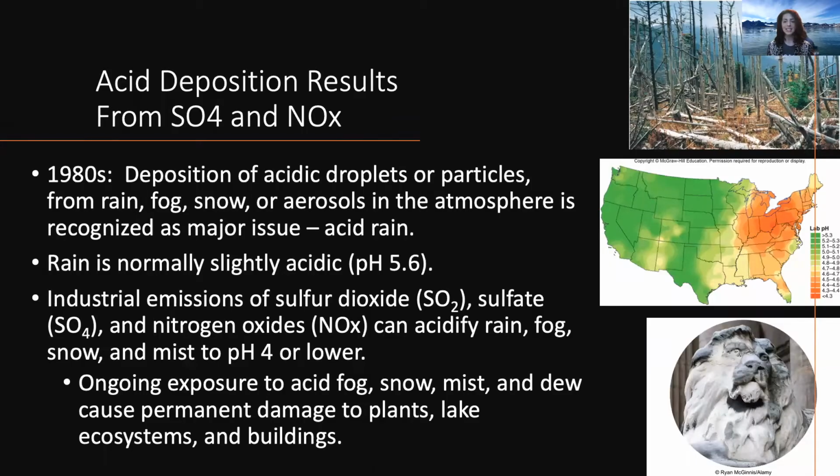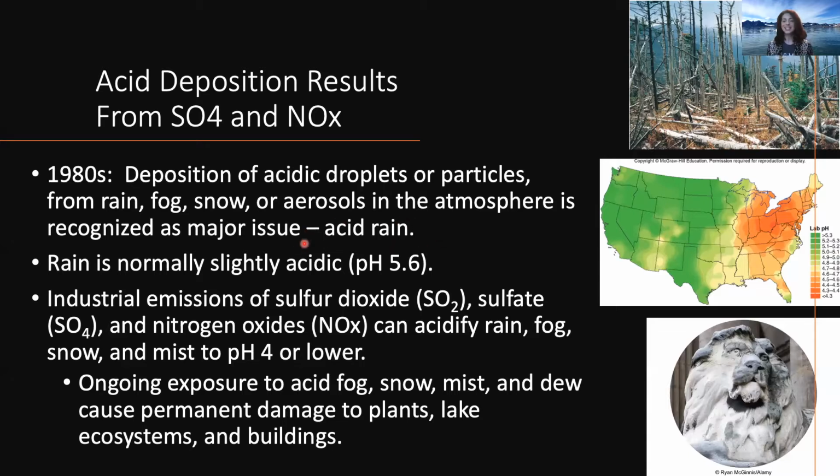So we talked about acid rain a little bit, but now I want to talk about it in more depth. The effects of air pollution on plants, especially sulfuric and nitric acid, have been known in industrial areas since the 1850s. But it wasn't until the 1980s that the deposition of acidic droplets or particles from rain or snow in the atmosphere was recognized as a major issue. And this is called acid rain.